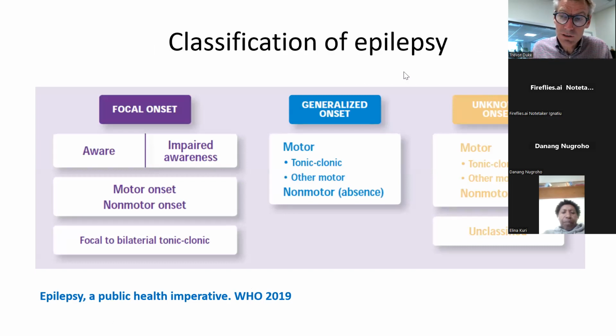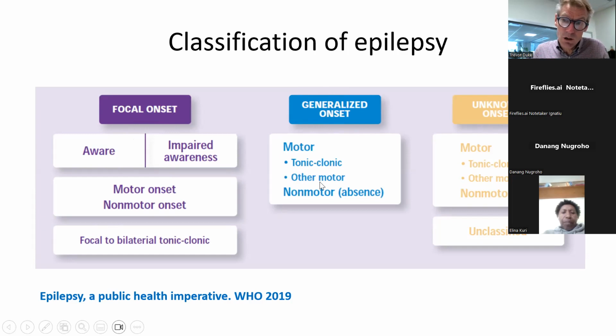But this is the current WHO classification of epilepsy, but I guess it again talks about the focal onset or a generalized onset, and then it separates the focal seizures into where a patient was conscious or poorly conscious, and into those that are tonic-clonic seizures and those that are other motor seizures.